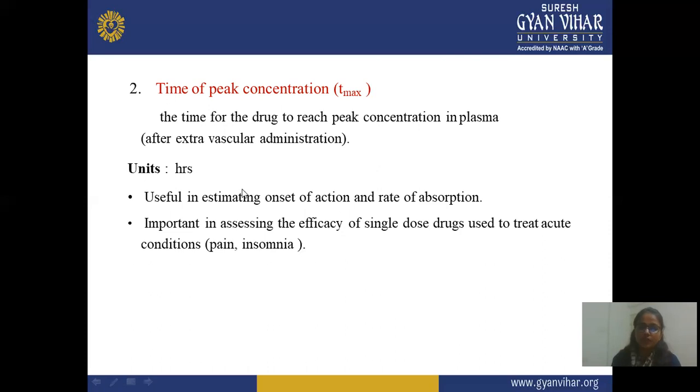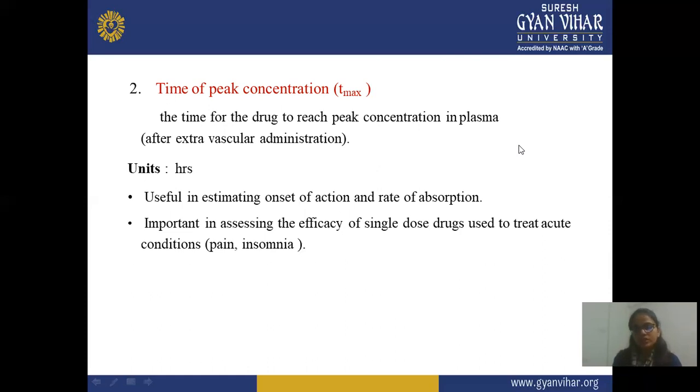Next, it is important in assessing the efficacy of a single dose of a drug used to treat acute conditions, like pain and insomnia. Means other than onset of action and rate of absorption, it is also used for different parameters. You can assess the efficacy of a single dose, or check the required dose of a single formulation or single drug used to treat an acute condition. In this, mainly they include conditions like pain or insomnia.